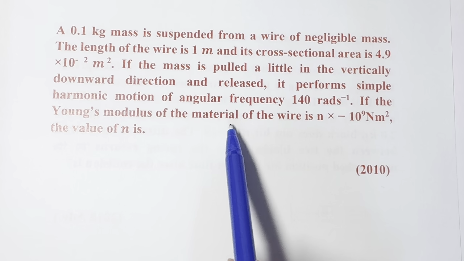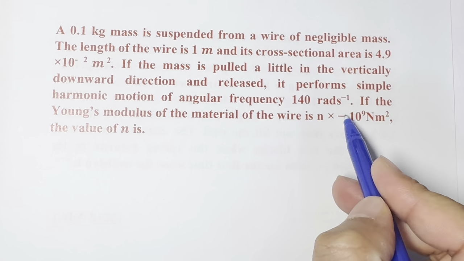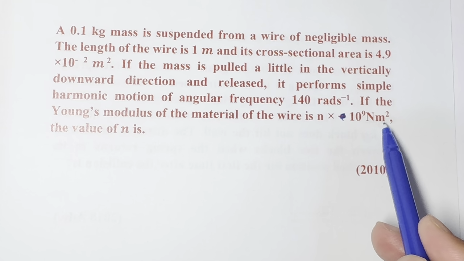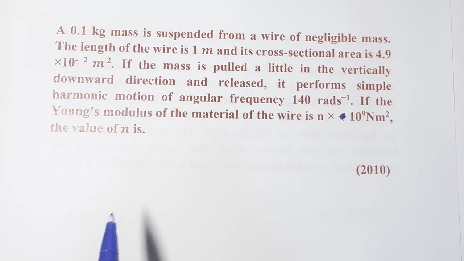If the Young's modulus of the material of the wire is n × 10^9 N/m², then the value of n is.